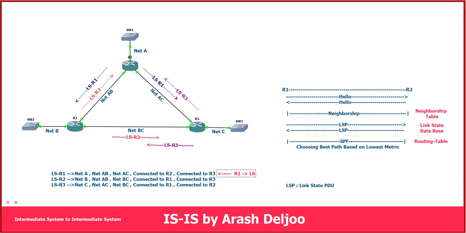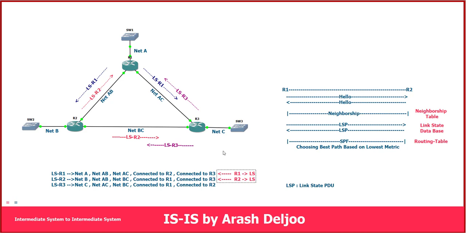The second link state is the link state of router 2. As you can see here, R2, like R1, should say its link state. It says that I am connected to net B, and also net AB, also net BC, and also I am connected to R1 and finally to R3.